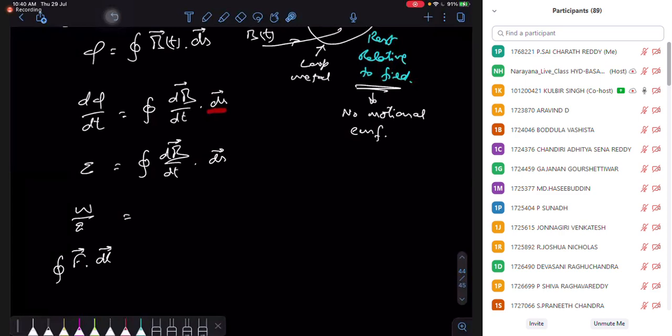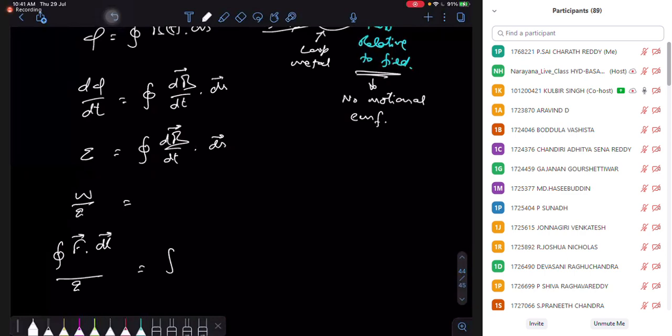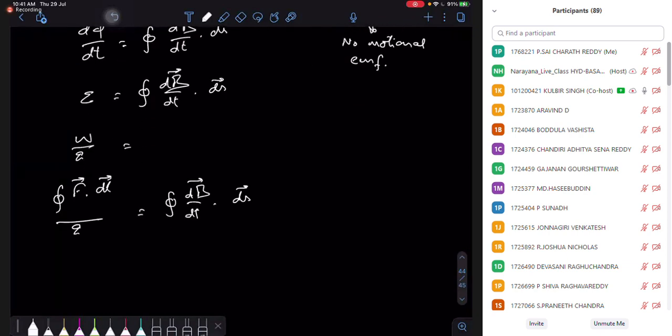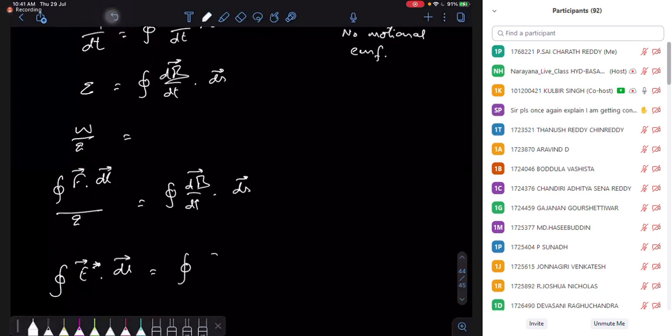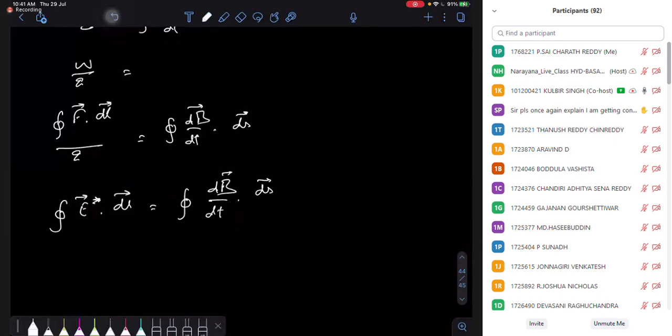So this something is doing the work, and because that something is doing the work here, it generated the EMF. So the force per unit charge, there must be some field. That field we call E. So there is a field here, E. So that is my Faraday's law.